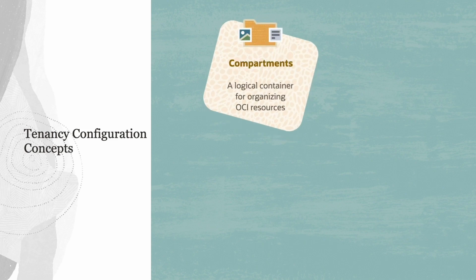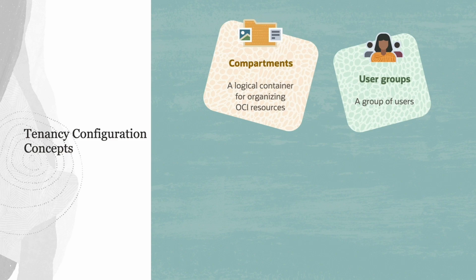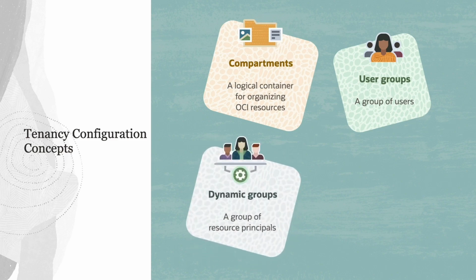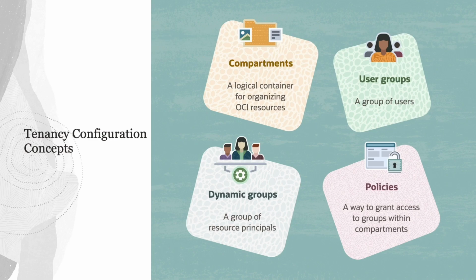Compartments. These are logical containers for organizing OCI resources. User groups, simply a group of users. Dynamic groups are special groups of resource principals. And policies, which are used to grant access to groups within compartments.